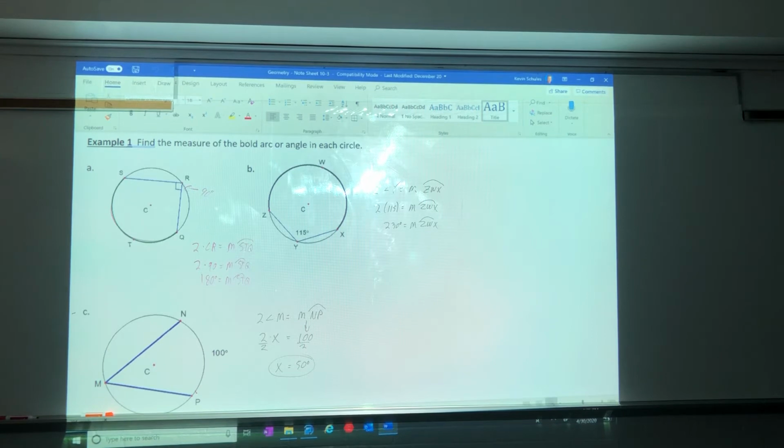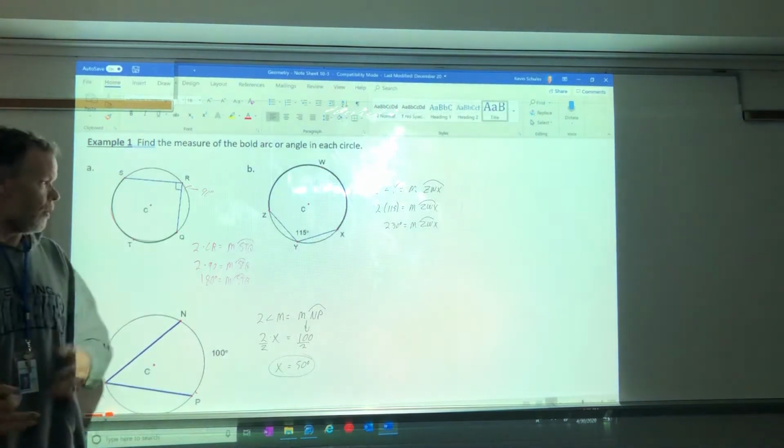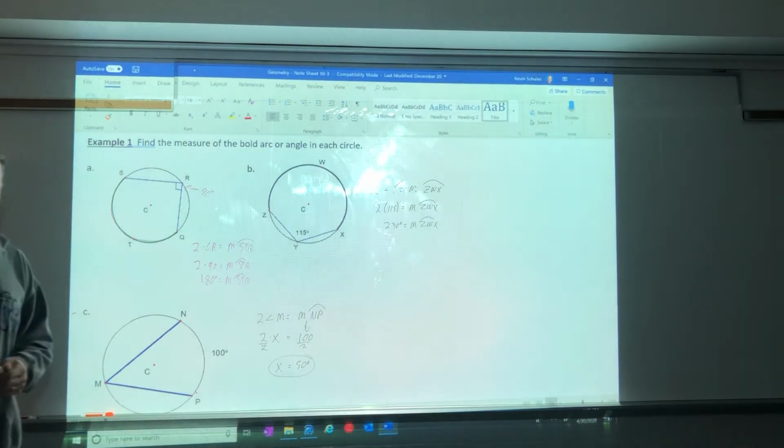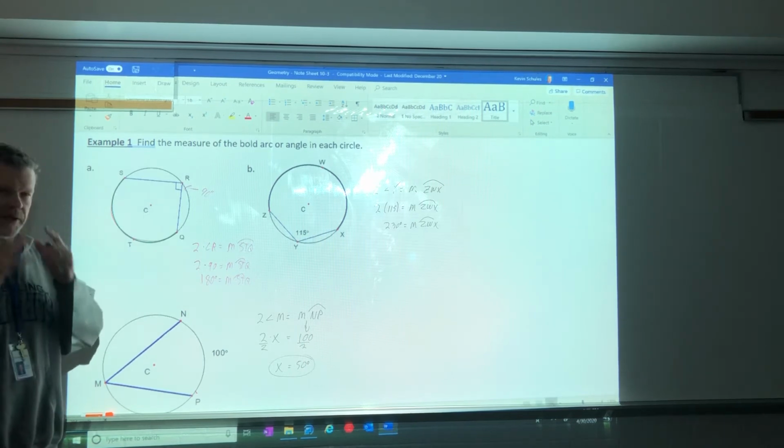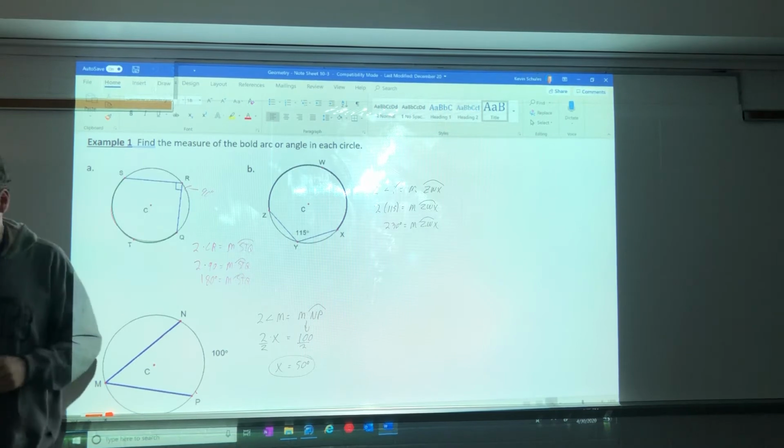Now, I'm going to show you some problems that have multiple chords in them. And it might get a little bit confusing, but I think the key is when we look at these problems that we're going to look at is that you kind of look at things one chord at a time, or one angle at a time that you're seeing.